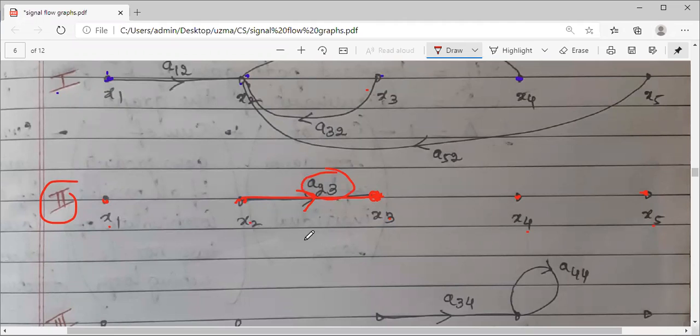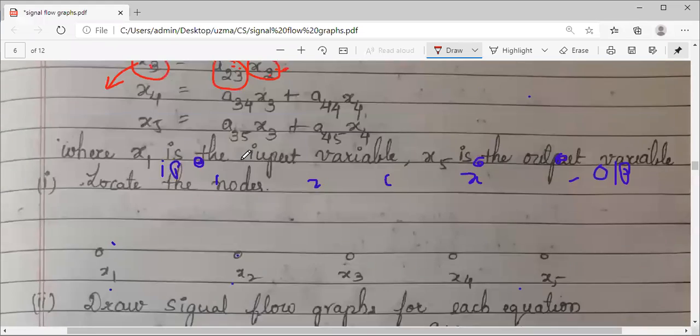Okay, and here I have not drawn a curved path because it is not necessary. For a forward path, you can draw a straight line because it is in the direction from the input to the output. Directly you can show the line joining them as a straight line. Okay, the second signal equation is very simple.